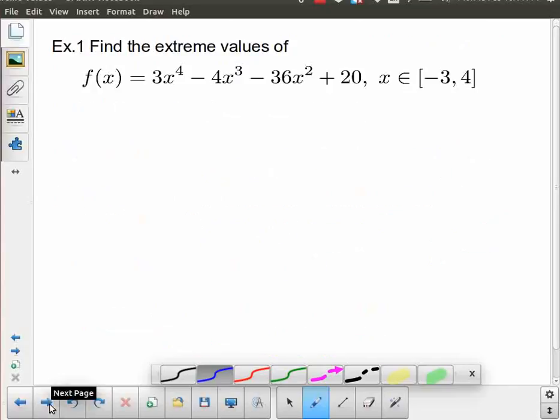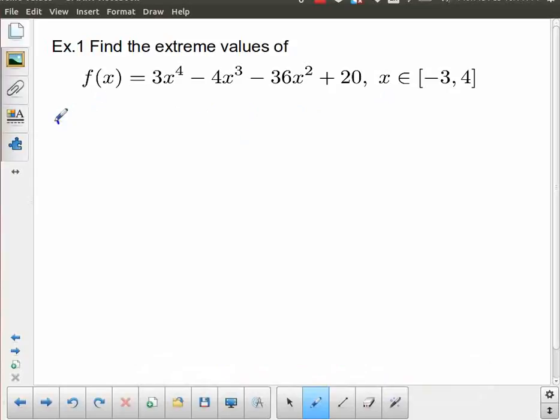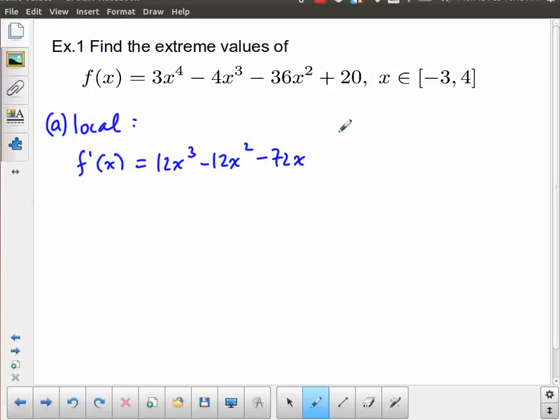Okay, so we've got an example here to start. We're finding the extreme values of this not particularly nice looking polynomial. It's an order 4 polynomial. So the first thing we're going to do is start off by looking at local extrema, which means I'm going to need the first derivative. So I'm going to find f prime of x, and that is equal to 12x cubed minus 12x squared minus 72x, and then the derivative of the constant part is just 0.